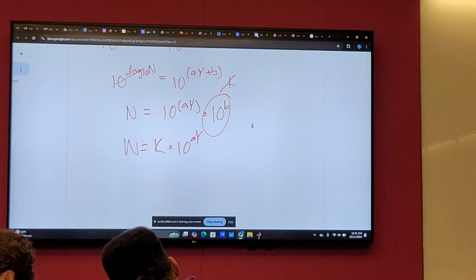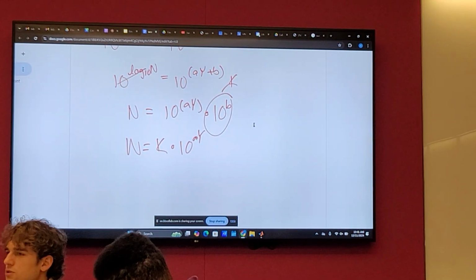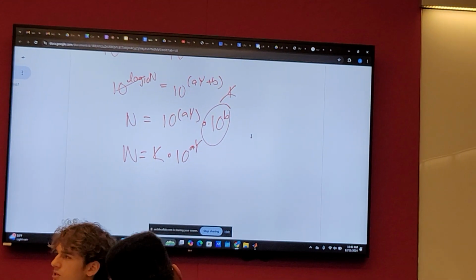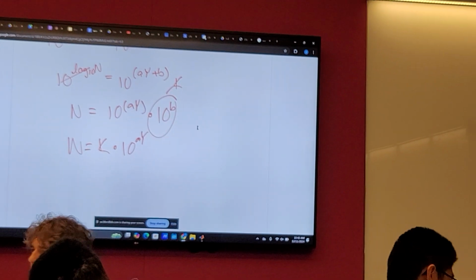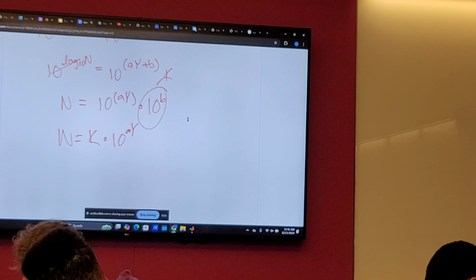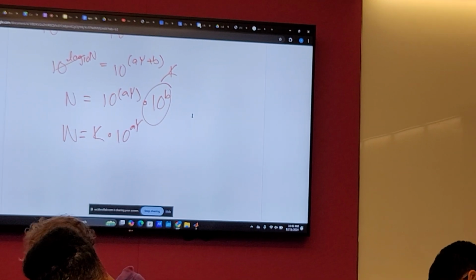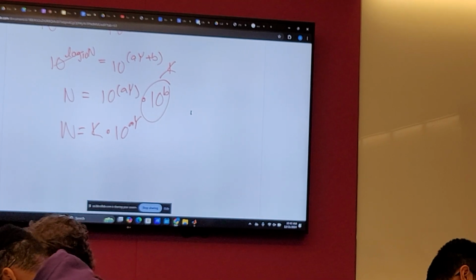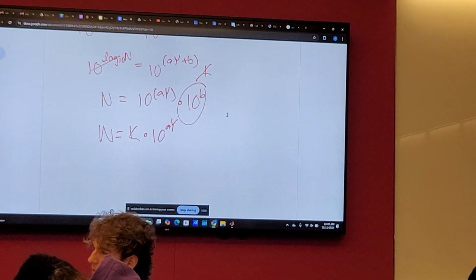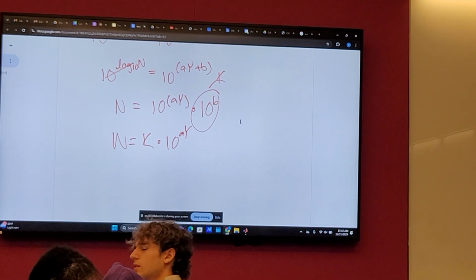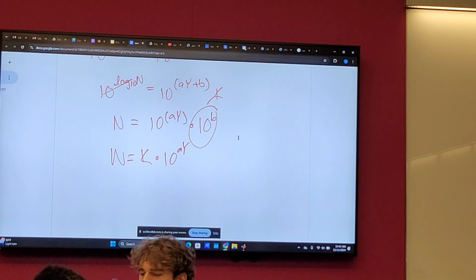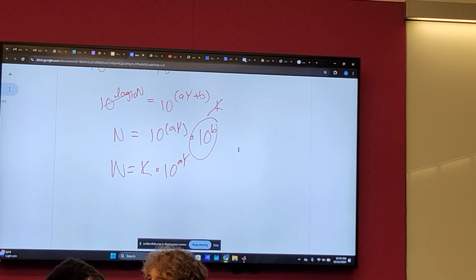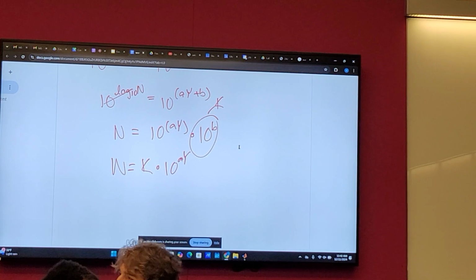Does this make sense to everybody? Yes. Since b itself is a constant, we can, for simplicity, rewrite that entire 10 to the b as a constant. So that's what we call it.